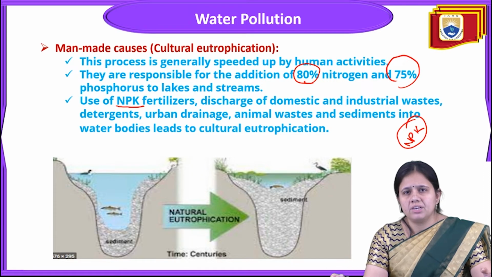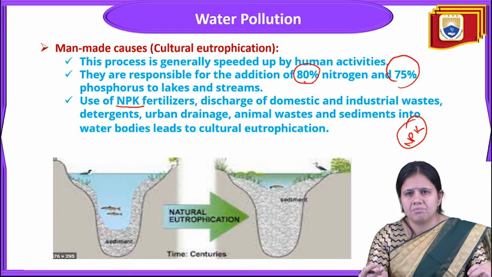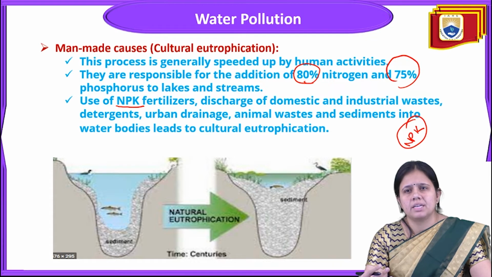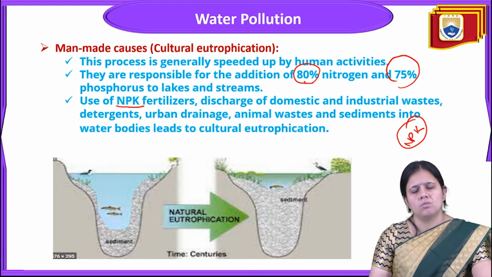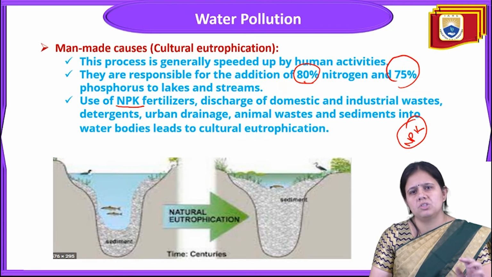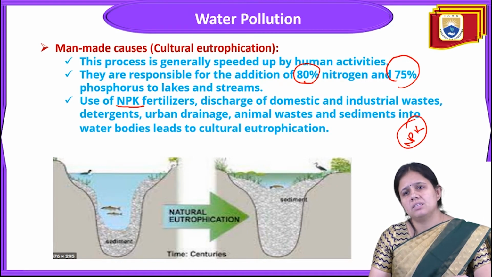These kinds of pollutants are there: NPK fertilizer, discharge of domestic and industrial waste, which are water pollutants, detergents, urban drainage, animal waste, and sediments that will enter a water body, and this will lead to cultural eutrophication. You can understand this in the picture.